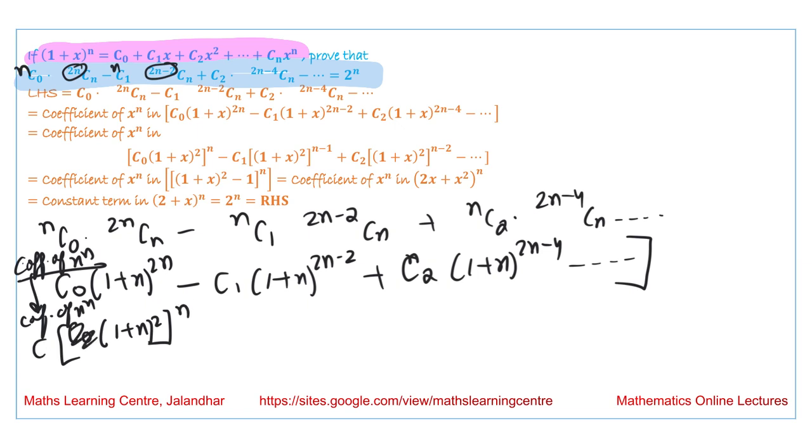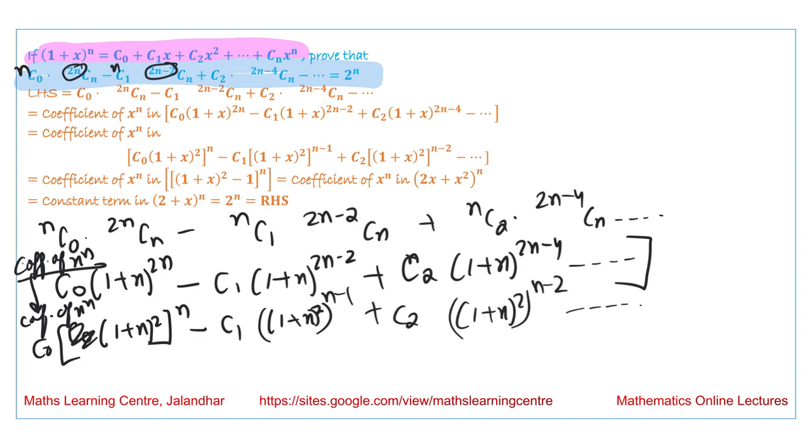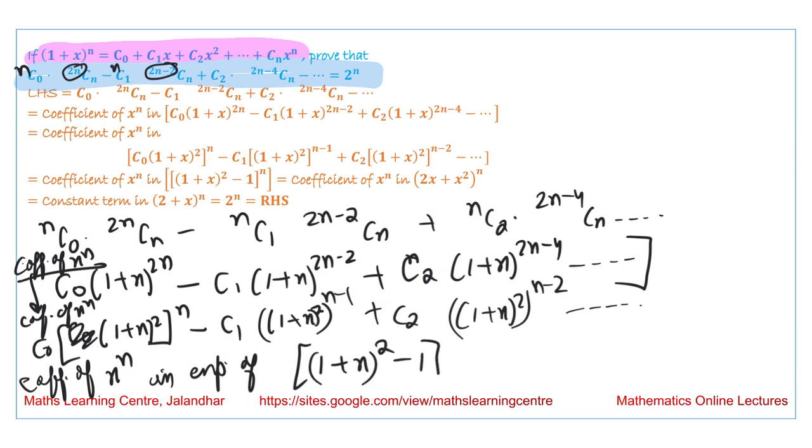This C naught is outside over here. Next we have minus C1 (1 plus x square) whole raised to the power n minus 1 plus C2 into (1 plus x square) whole raised to the power n minus 2 and so on. So we are saying this is the coefficient of x raised to the power n in the expansion of, we have the term, it is (1 plus x) raised to the power 2 minus 1 raised to the power n.